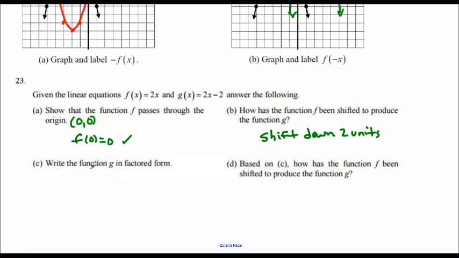All right, and then write it in factored form. Well, that's going to look something like this. You can factor out that greatest common factor. We always want to take out the greatest common factor first, and that's going to be the factored form.